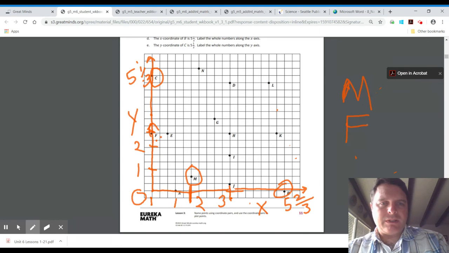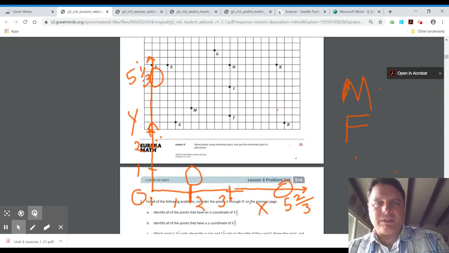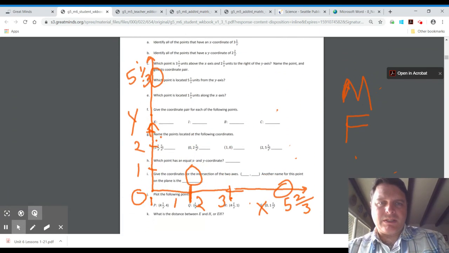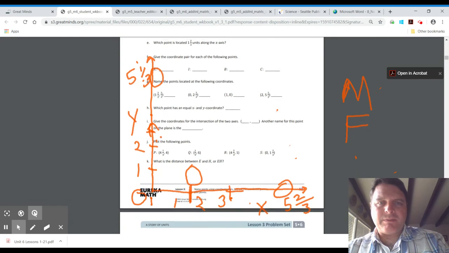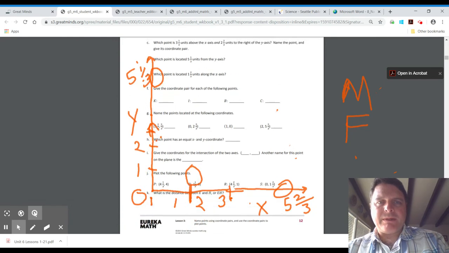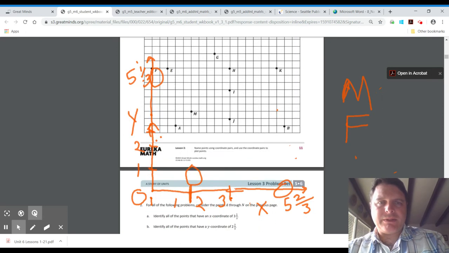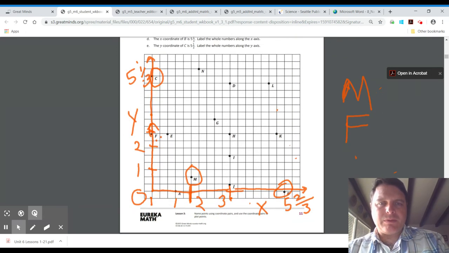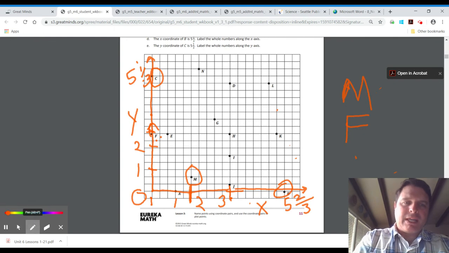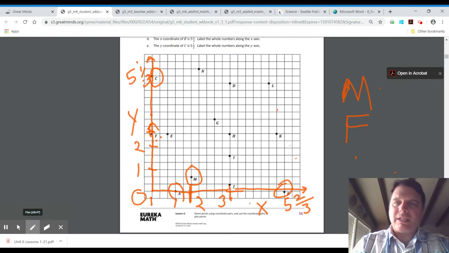Okay. The next one is going to be 1, 0, 1 comma 0. And let's do that real quick. 1 comma 0, that's going to be our letter A down here. 1 because it's 1 and 0.